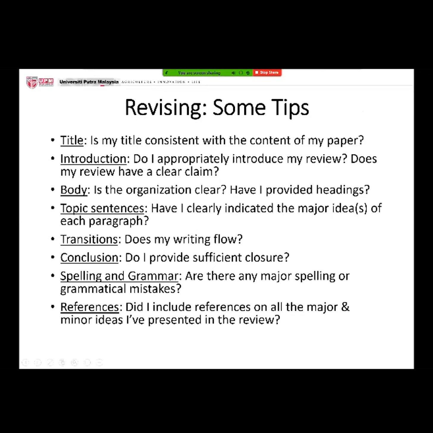Right, some tips for revising, okay. Of course, you look at your literature review, and basically the whole document actually. So is your title consistent with the content of your paper? In the introduction, do you appropriately introduce your review? Okay, does it have a clear aim? Are you highlighting what the importance is? In the body, is the organization clear? Have you provided headings? So these are things that you have to look at, usually when you finish writing, so you look back and see whether you need to add something or remove something, okay?